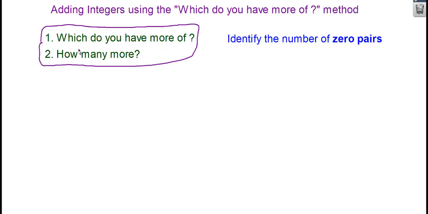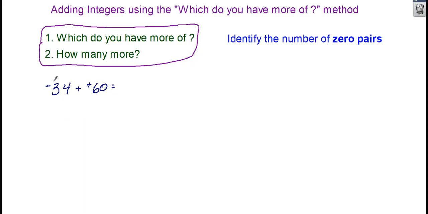Okay, so let's try this first problem. Now, if you have not already tried this problem on your own, pause the video, do this problem, and then turn the video back on, and we'll go over it together. You're going to do these 2 steps. Which do you have more of? How many more?